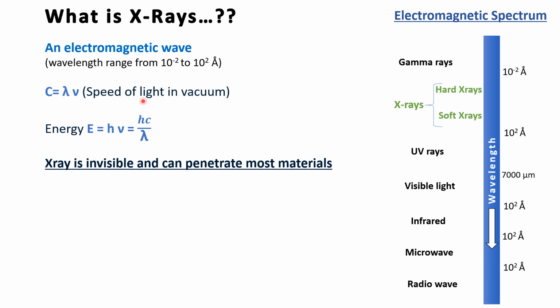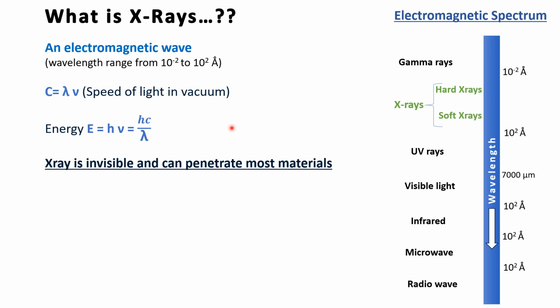Like any other electromagnetic wave, X-rays also follow the following rule: c equals lambda multiplied by nu, where c is the speed of light in vacuum, lambda is the wavelength, and nu is frequency. The energy of each photon of X-rays is given by h multiplied by nu, where h is Planck's constant and nu is the frequency, which is also equal to hc by lambda. So higher the frequency, higher will be the energy.